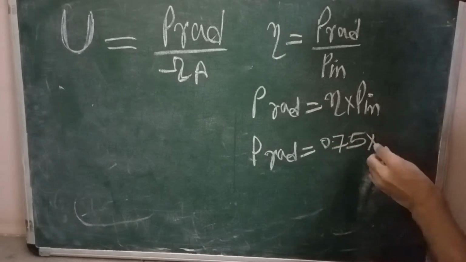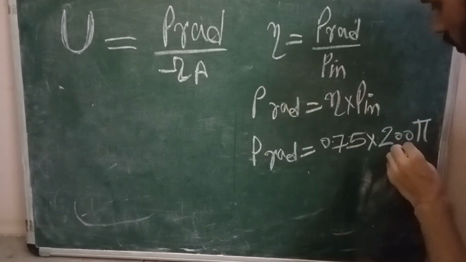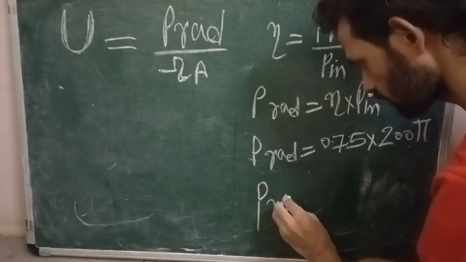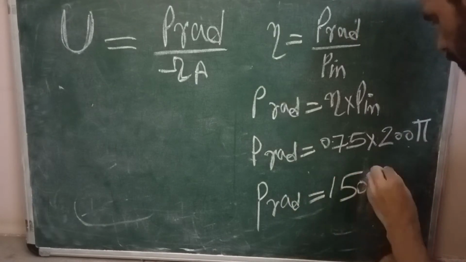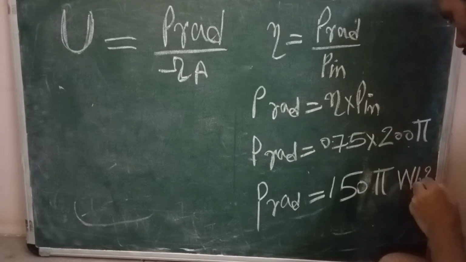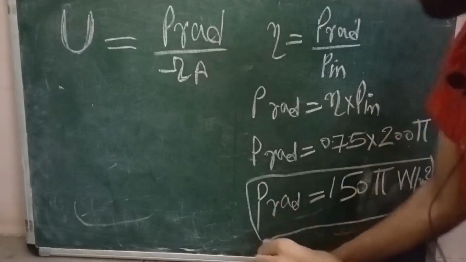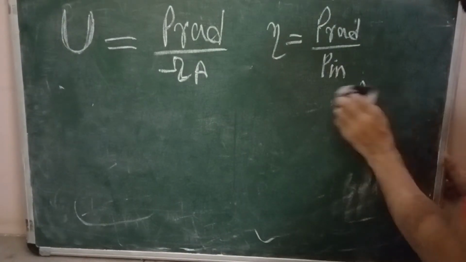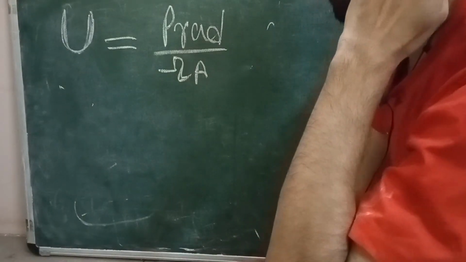0.75 into P input power, which is 200π, gives 150π. So P radiation is equal to 150π watt. This is my P radiation, so now we have calculated it. Next, let us see the solid angle.